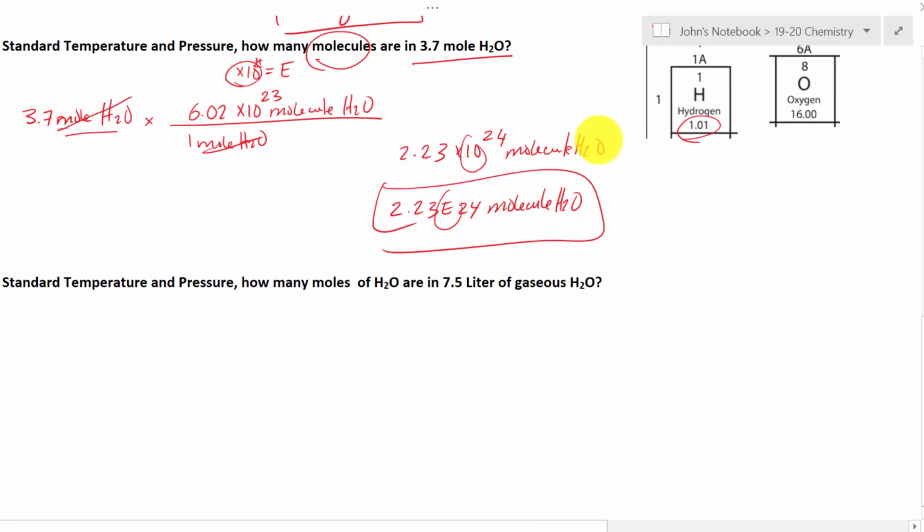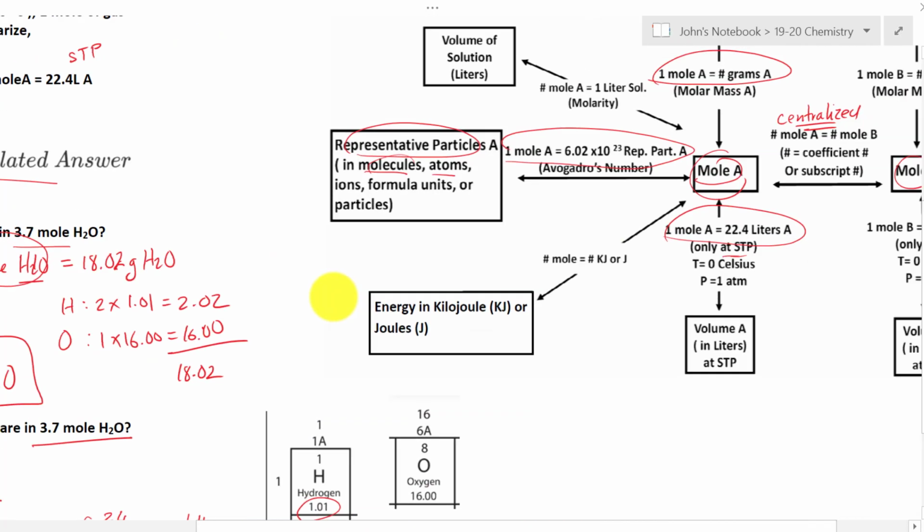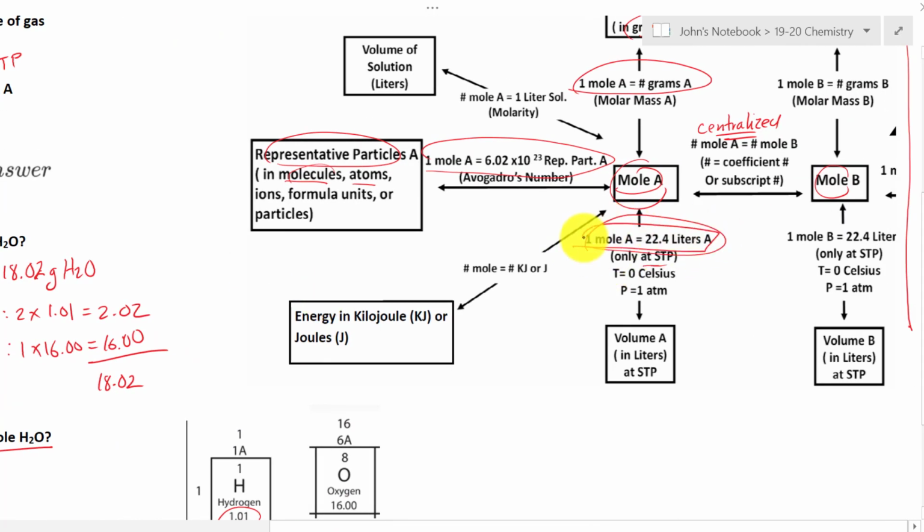Now let's try another problem. The same thing, at standard temperature and pressure, how many moles of water are in 3.7 liter of gaseous H2O? Oh, look at this. So our given is liter of H2O, and notice how gaseous H2O, and this is standard temperature and pressure. Well, what does that mean? Because standard temperature and pressure, now we can use that conversion factor.